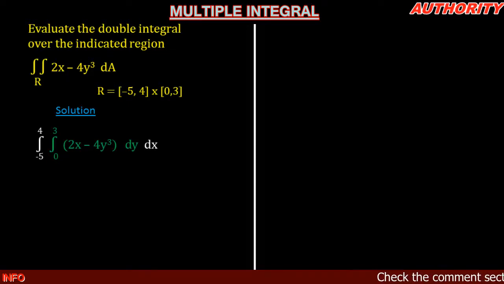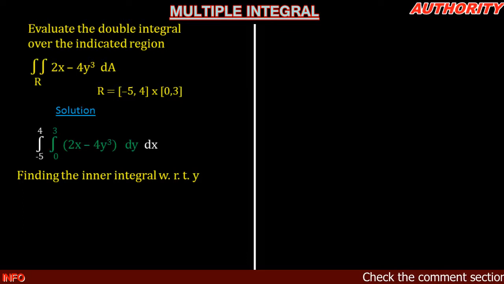Okay, so now finding the inner integral with respect to y. You see that the inner integral is with respect to y, so here we're going to integrate with respect to y. We are going to hold every other variable constant. The x, we're going to hold constant and integrate only y. When we do so, we have the outer part, which is the integral from -5 to 4. Now let's open the bracket and integrate.